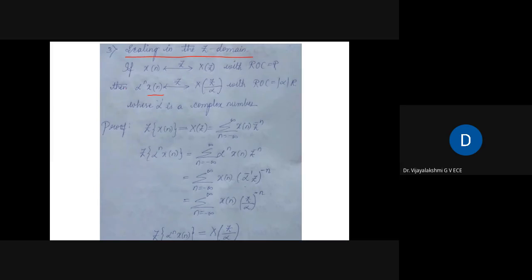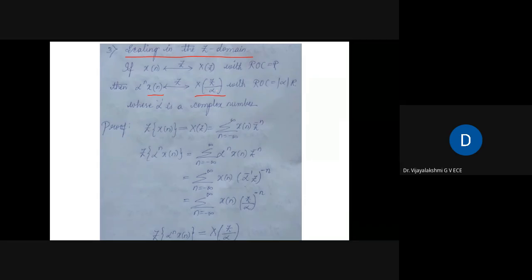Then, if X of z is scaled by a factor of alpha, can you see here? z is divided by alpha. That means z is nothing but multiplied by 1 by alpha. So it is scaled by a factor of 1 by alpha. I can say z is divided by a factor of alpha. So the z domain is scaled.